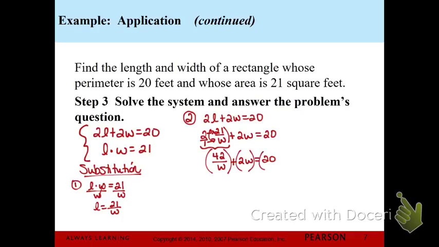So remember, you're going to multiply everything by the denominator, W. So W times 42 over W, those W's cancel and we have 42. Plus W times 2W is 2W squared, equals W times 20, which is 20W.